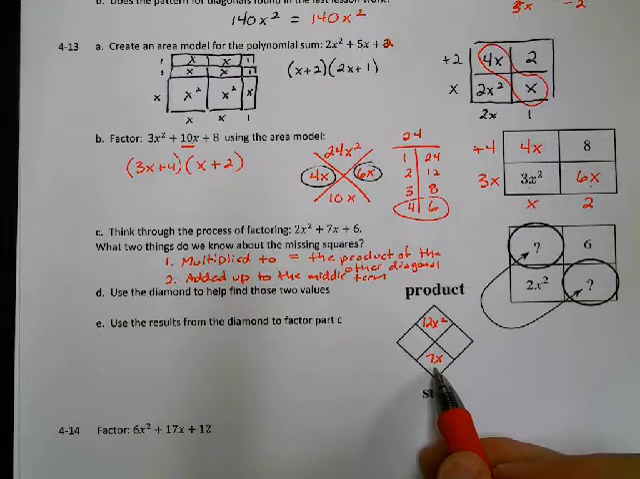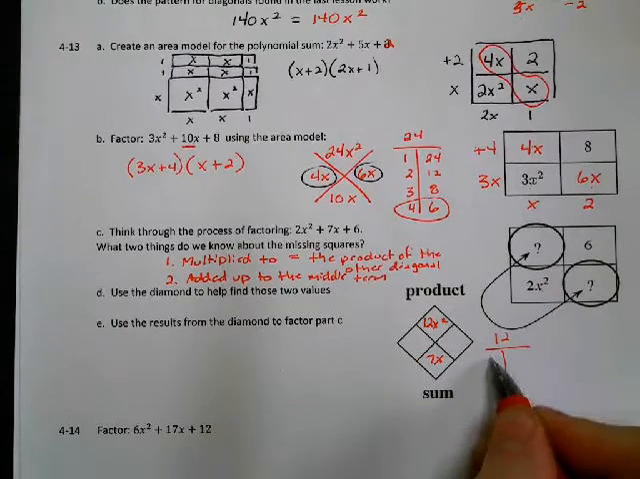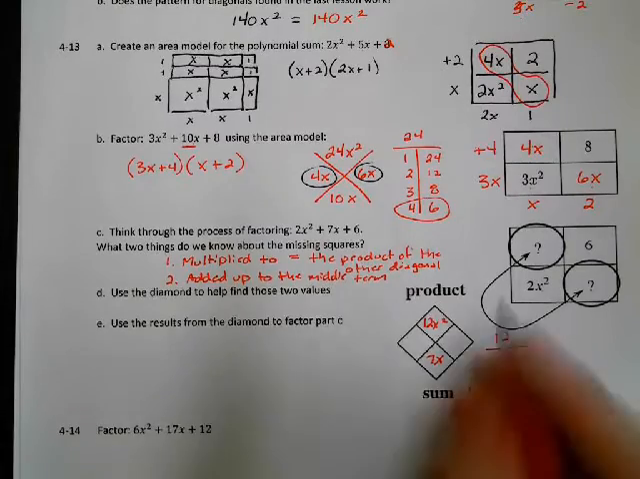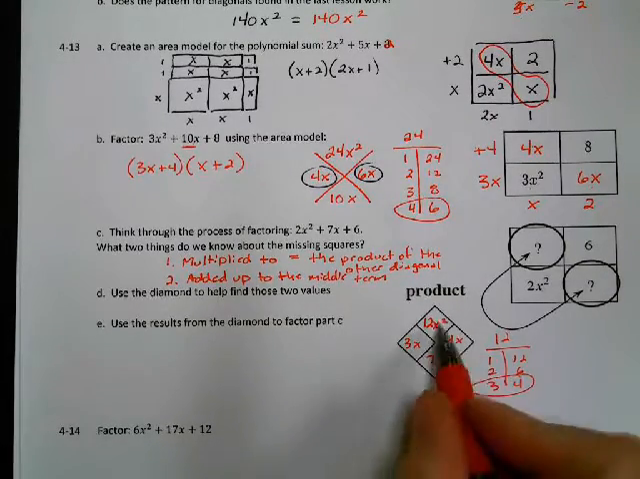We don't have a lot of choices for this one. We've got 1 and 12, we've got 2 and 6, we've got 3 and 4. I think I found it. It's 3 and 4. So this is 3x and 4x. They multiply to give us 12x squared. They add to give us 7x.